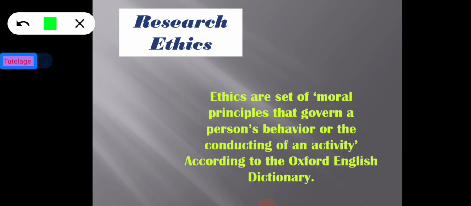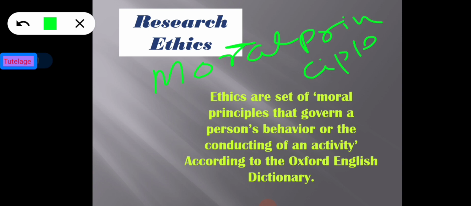Ethics means moral principles. So, what do you mean by research ethics? According to the Oxford English Dictionary, ethics is a set of moral principles that govern a person's behavior or the conducting of an activity. Similarly, research ethics are those moral principles that govern the research process or the behavior of the researcher. That is the basic difference between ethics and research ethics.